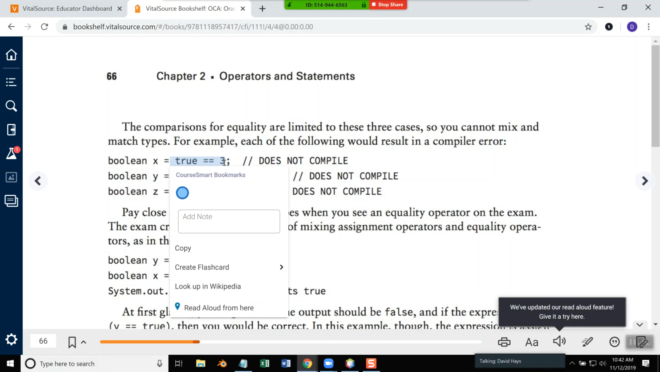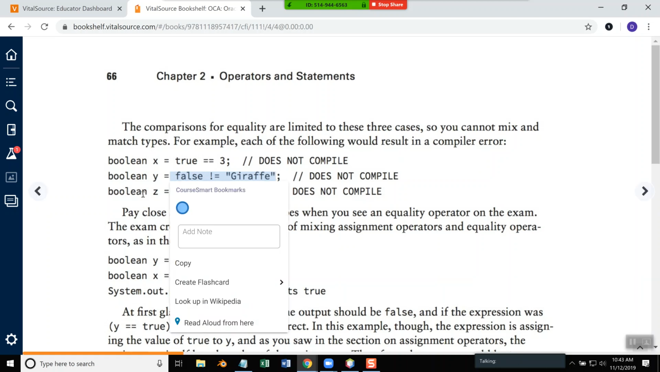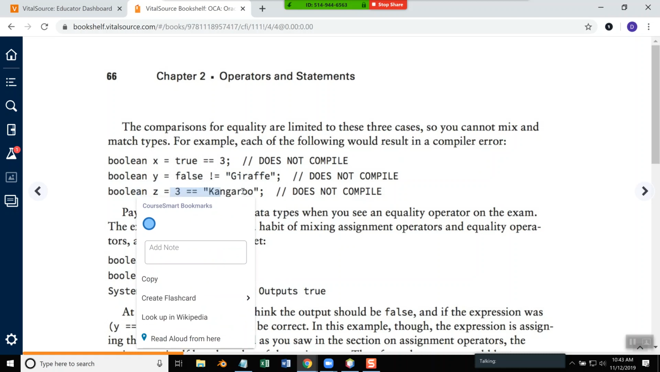Assuming this would return... you can't check a Boolean against an integer or a short or whatever that is. Let's see, let's talk about that. Does not compile. I think that's the reason on that. Here you cannot check a Boolean against a string. And here you cannot check an integer or short or whatever that is against a string.